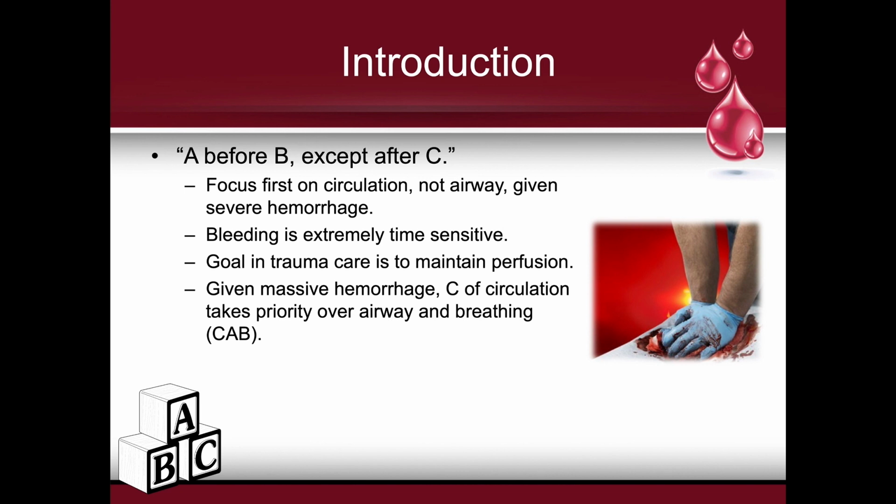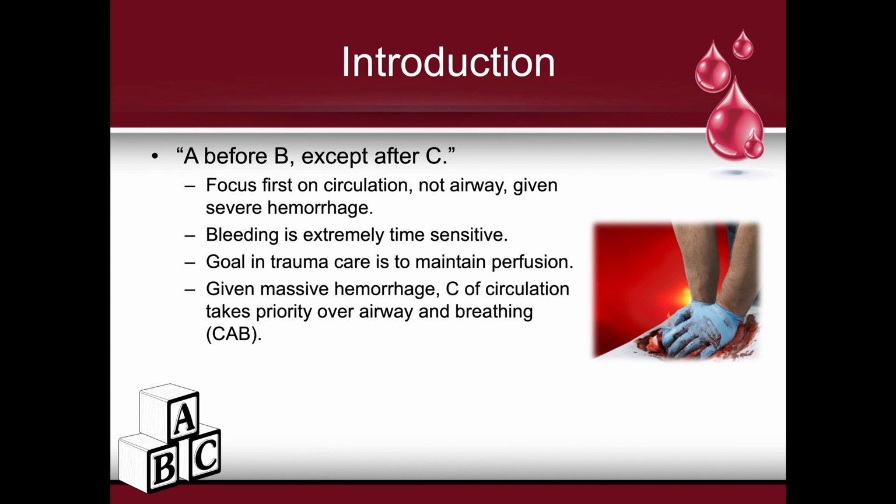So A before B except after C. What does that mean? Well, airway before breathing except after circulation. When it comes to the hemorrhaging patient, you're going to want to stop a massive hemorrhage before you assess airway and assess respirations and all of that. And when you get to C, if you're doing your skill sheet, so to speak, or your assessment, you're going to control major bleeding. So if you have a major bleeding patient, start with controlling that bleeding and then assess airway and breathing.